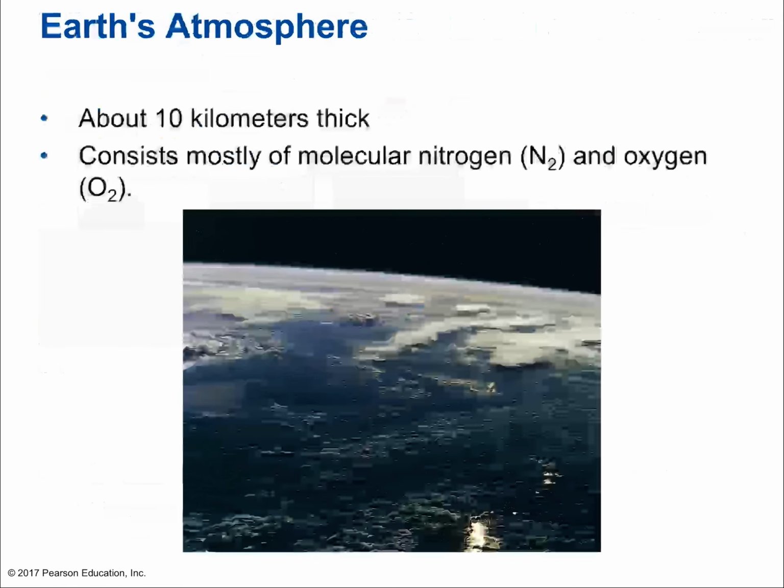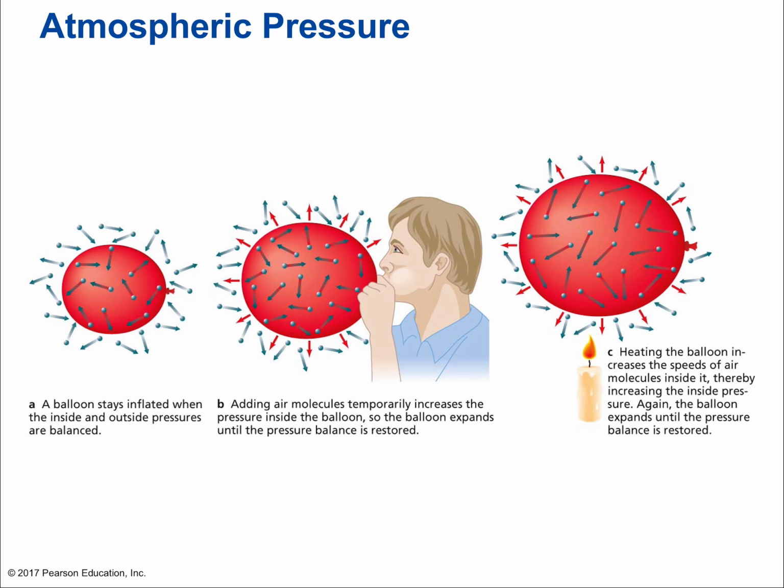Earth's atmosphere is about 10 kilometers thick. It consists mostly of molecular nitrogen and oxygen, so N2 and O2. So what's the deal with atmospheric pressure? Well, atmospheric pressure has to do with temperature.